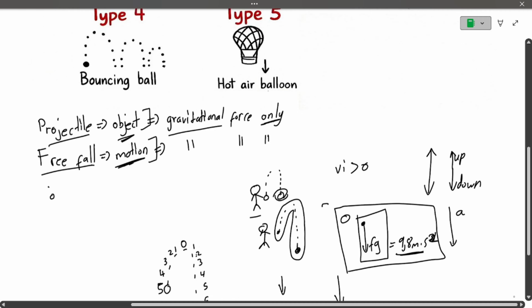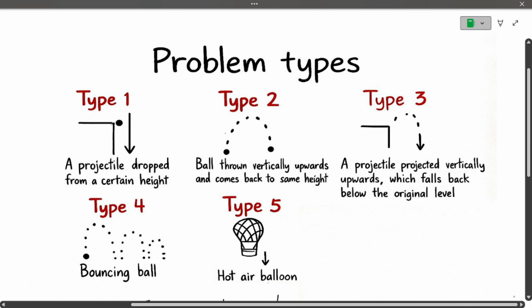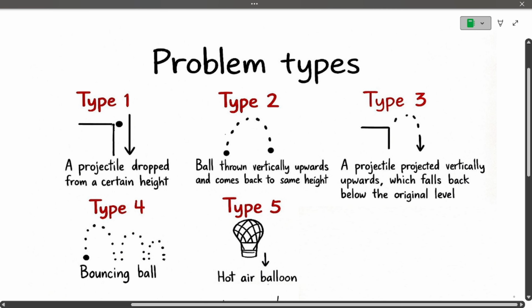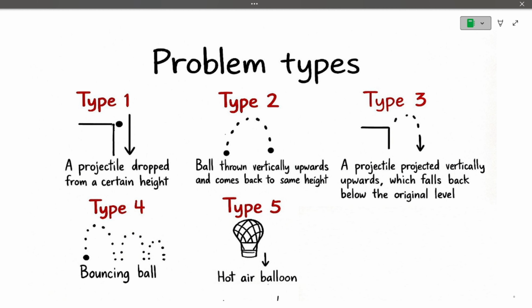In the next videos, we are going to go through these problem types. Problem type 1 is when a projectile is dropped from a certain height. Let's take for example a ball. You are on a building, you mistakenly drop your phone or a ball or a stone, and then that stone will accelerate downwards. So this is situation number 1 that we are going to learn about, which is problem type 1.